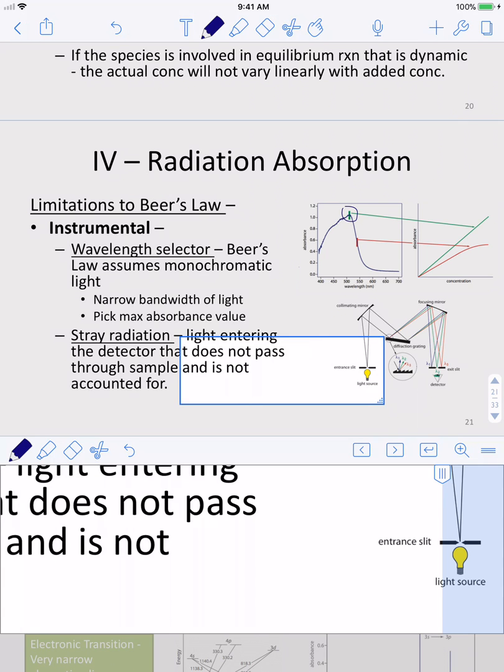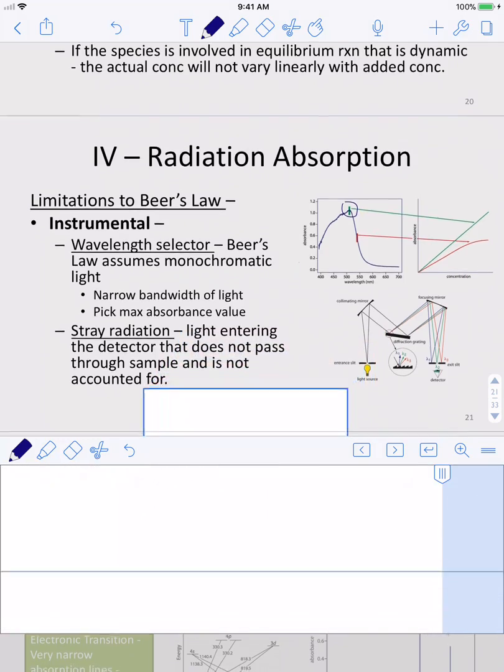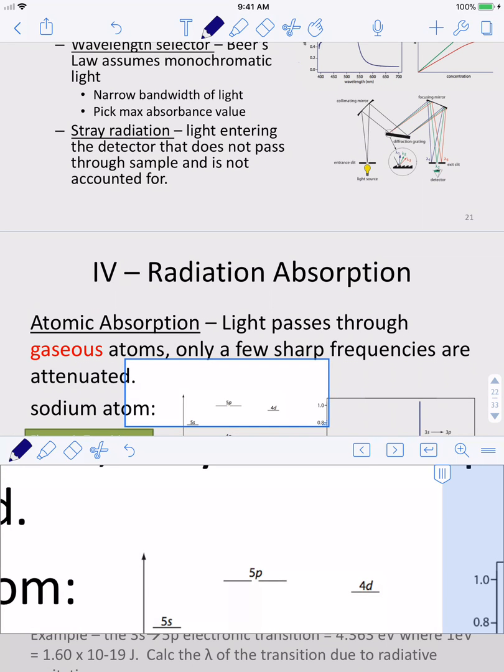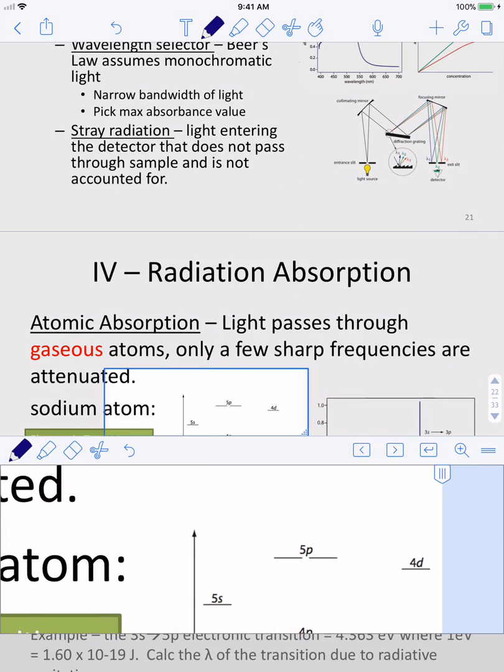All right, 2 more slides and then we're done. We're going to look at not when molecules absorb light, but when atoms. So we have atomic absorption. Light passes through a gaseous sample of atoms, and only a few sharp frequencies are attenuated.